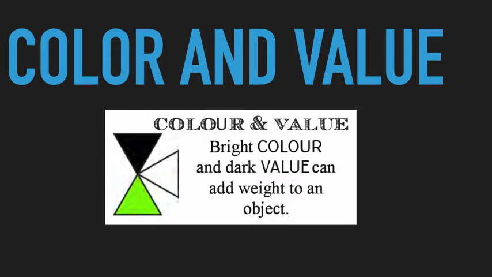So bright color and dark value can add weight to an object. You're going to hear the term weight a lot, and that means kind of like the visual weight. Something is really heavy, it's seen, it's noticeable. So color and value can add to the balance. So you might have light colors on one side and heavy colors on the other side, creating asymmetrical balance.